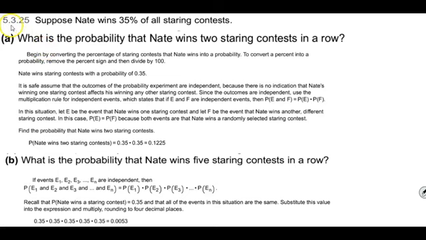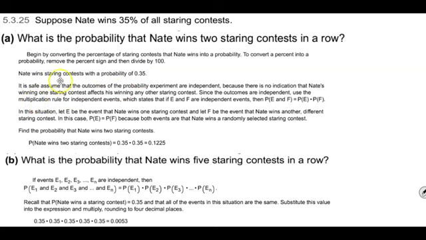Okay, in section 5.3.25, suppose Nate wins 35% of all staring contests. First question states: what is the probability that Nate wins 2 staring contests in a row? So we're going to begin by converting the percentage of staring contests that Nate wins into a probability. So we're going to convert 35% into a decimal. So Nate wins staring contests with a probability of 0.35.